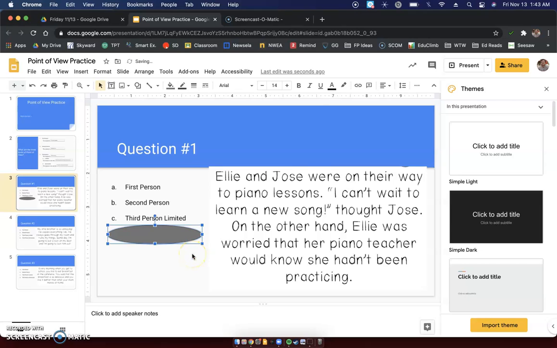The reason we know that is because we are able to see inside of Jose's head. We see what he thinks, and we see what Ellie thinks too. Ellie was worried, so we get to see what she is thinking as well. Remember, if you want to take this middle part out of here, go to fill color, go to transparent. There you go. Third person omniscient. I'm going to move on to the next one here. If you ever need any help, or if you're stuck and maybe I'm going too fast, you can always pause this video. Move on to number 2.